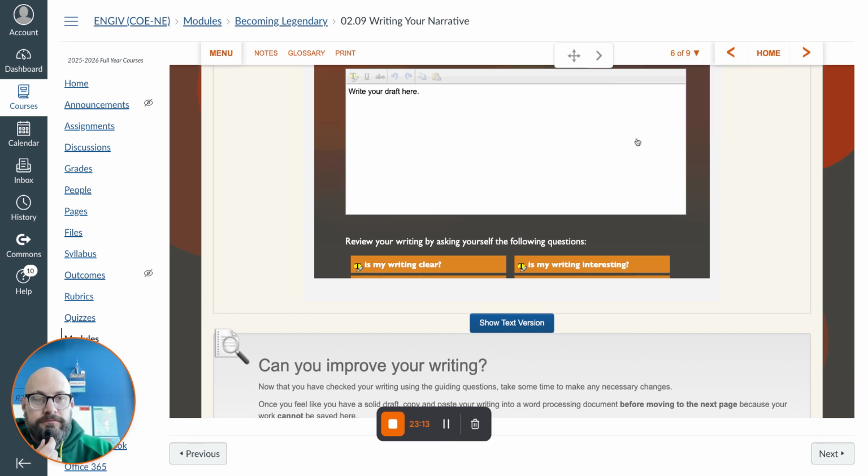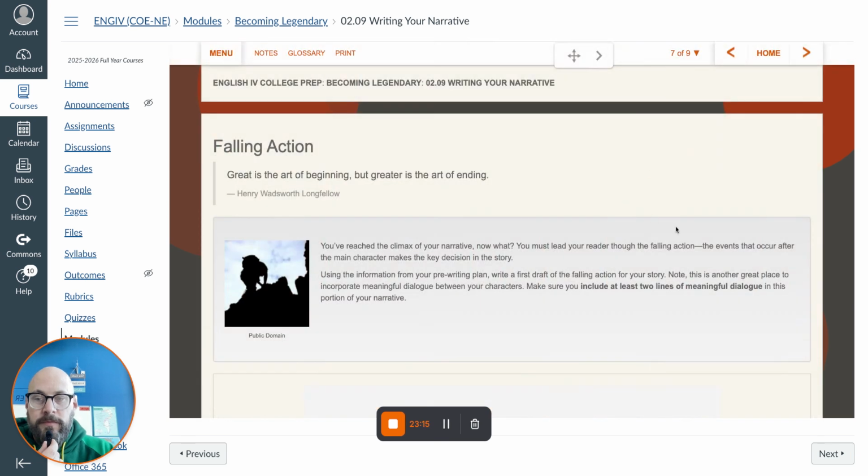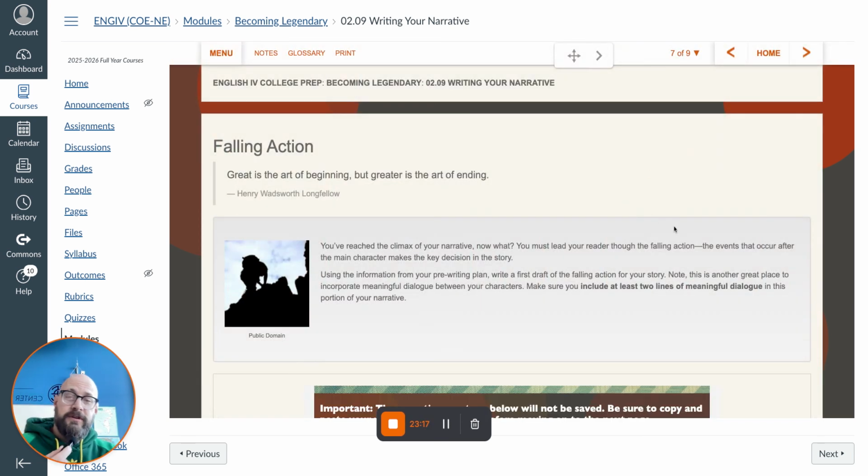Slide 7. Falling action. Exactly what it sounds like. Rising action's over. It has reached its maximum intensity at the climax, and now we are on the way down that hill. We have a quote from Henry Wadsworth Longfellow.